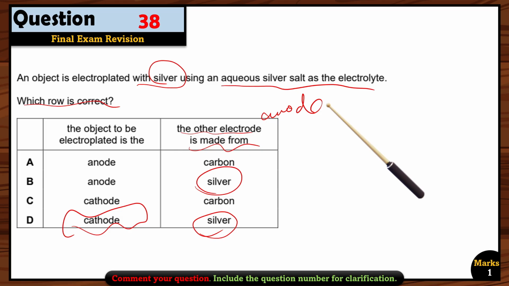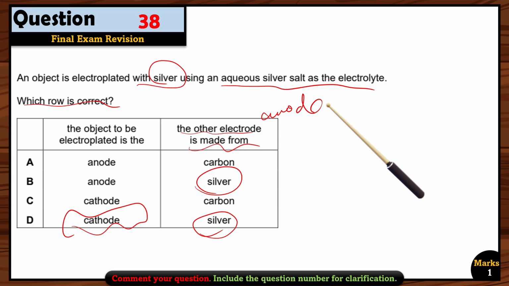Okay, and what about the electrolyte solution? It will always match the anode. If your anode is made up of silver, then your electrolyte solution should be any salt or solution of silver, not of iron. I hope this point is clear to you.